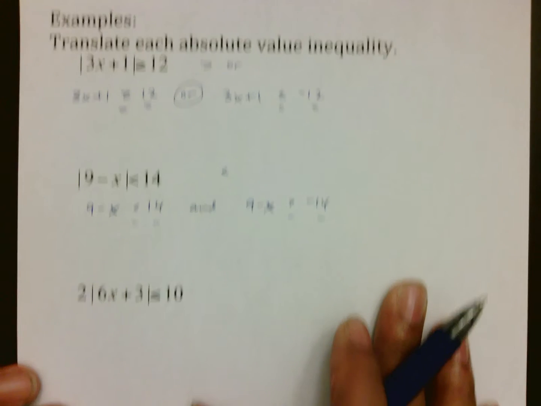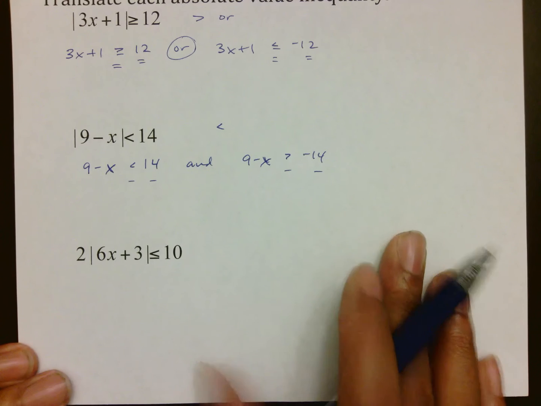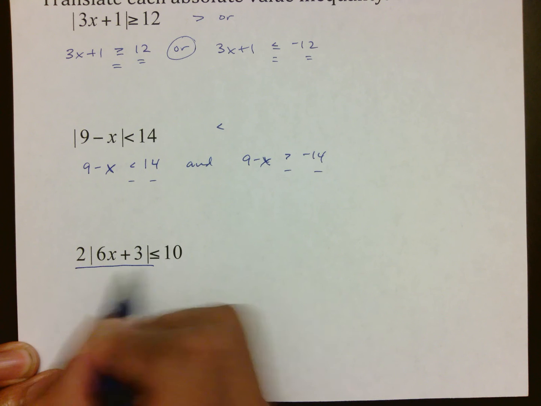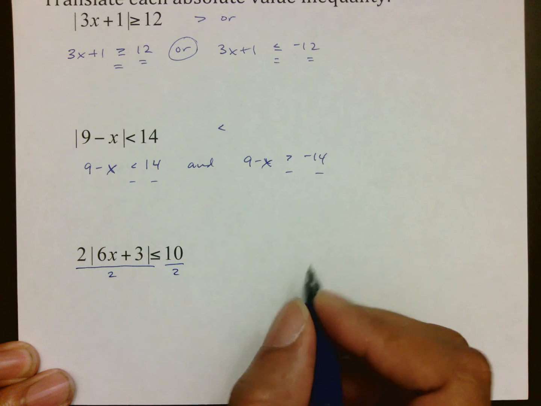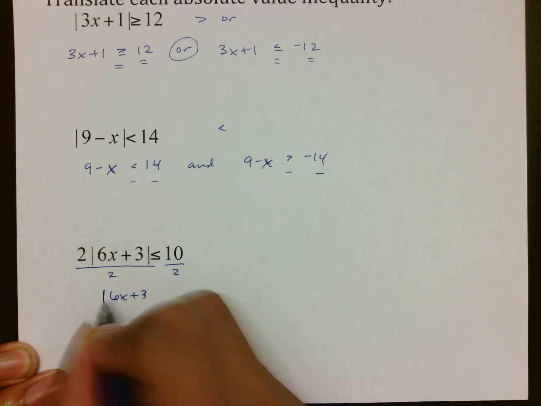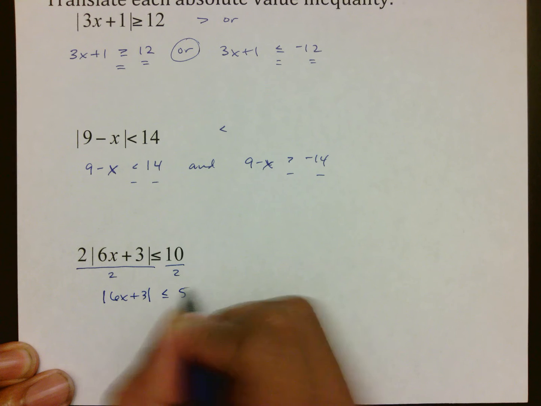The 9 minus x should be the same because you never change what's on the inside of that absolute value part. On this one, the first thing you have to do is make sure you isolate it. I cannot do anything with this 2 there, and so the first thing I must do is get rid of the 2. So I end up with the absolute value of 6x plus 3 less than or equal to 5.